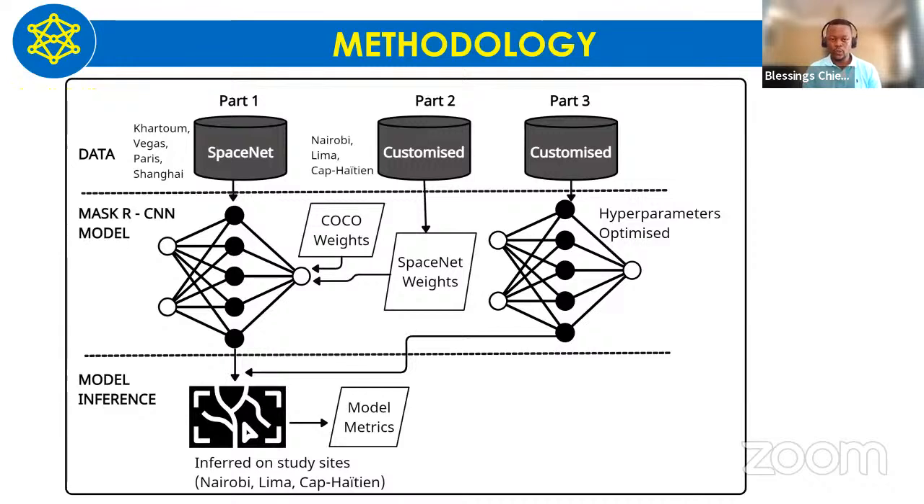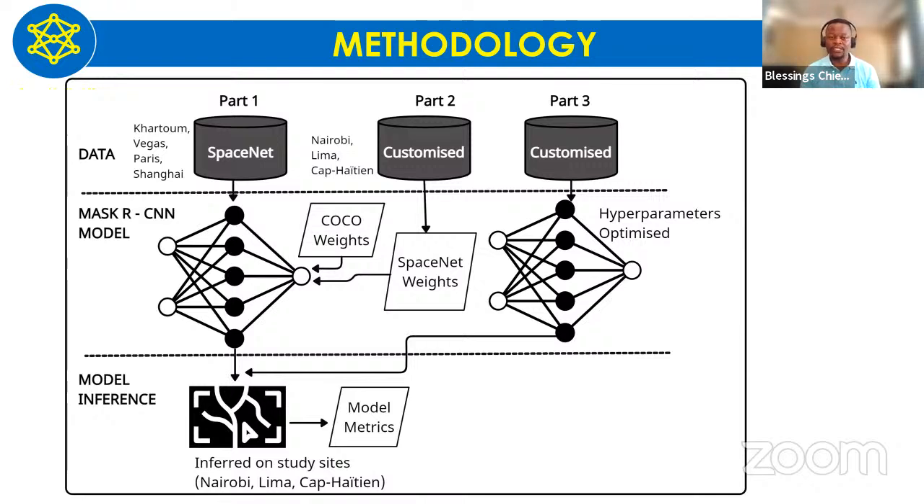So what did I do? The first part, I obtained a global data set called SpaceNet. This one has over 30,000 labeled buildings of Khartoum, Vegas, Paris, and Shanghai. And then I used a Mask Regional-based Convolutional Neural Network, which is a deep learning model. I trained my model using this SpaceNet dataset. The SpaceNet dataset is available online for free. And then afterwards, I tried to see the results by doing model inference.